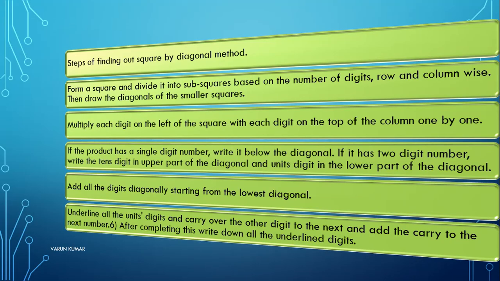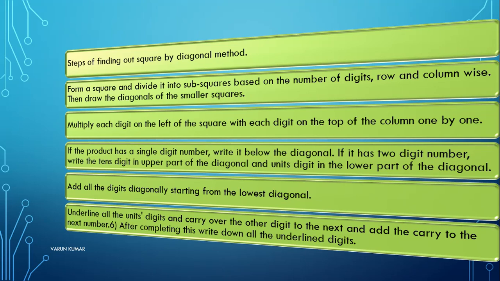Steps of finding a square by the diagonal method. We already discussed this in the previous example, but we are going to discuss how we have to do it. Form a square and divide it into sub-squares based on the number of digits, row and column wise. Then draw a diagonal in the smaller squares. Multiply each digit on the left of the square with each digit on the top of the column one by one. If the product is a single-digit number, write it along the diagonal. If it is a 2-digit number, write the tens digit in the upper part of the diagonal and the unit digit in the lower part of the diagonal.